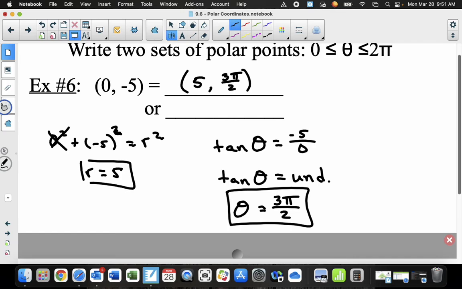Let's say that instead of the 3 pi over 2, let's say I actually did use the pi over 2, that other angle. So let's put that in here. That's the angle that I used. What would I have to change about the radius then? Then we just make the radius negative. This would become a negative 5, comma pi over 2. Okay? So you go up to pi over 2, but then because the radius is negative, you're actually going down instead of up. Okay? So those 2 points are exactly the same.